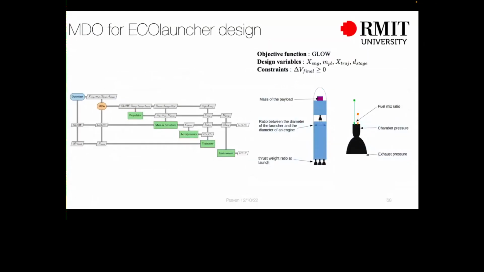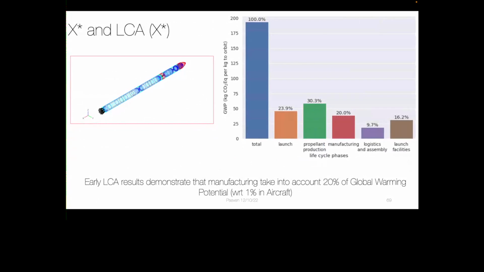The second one is how to do eco-launcher design. Here the objective function is the GLOW. We have several design variables from propulsion, mass and structure, aerodynamics and trajectory. And at the end, we evaluate the life cycle assessment of the optimal design. So we obtain X star and we do the LCA of X star. What is interesting here is that early LCA results demonstrate that manufacturing accounts for 20% of global warming potential, compared with less than 1% in aircraft design. So that's a really good point.